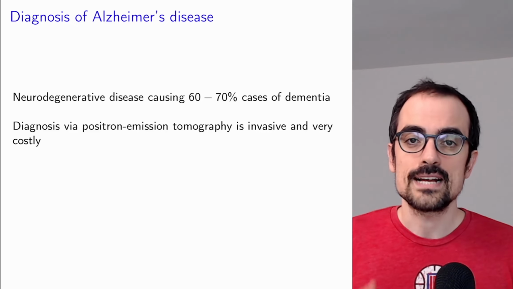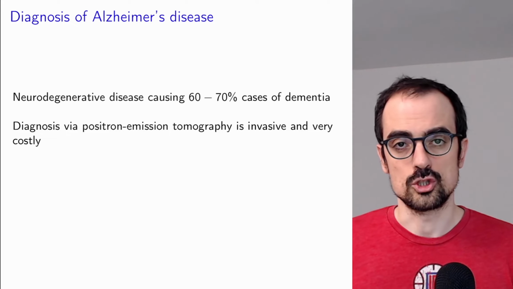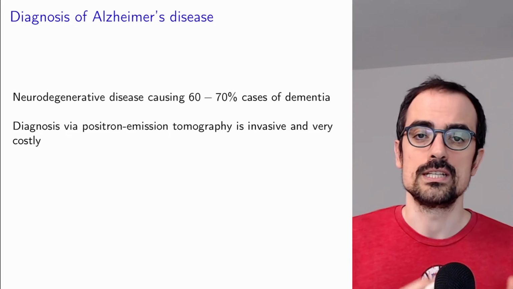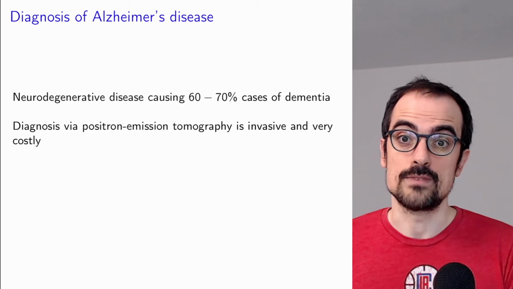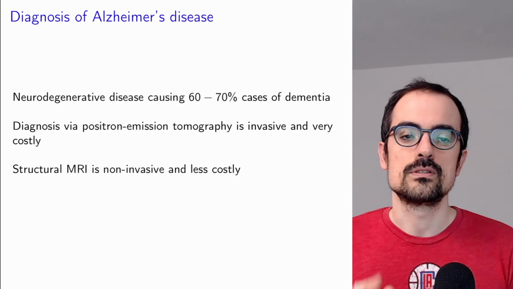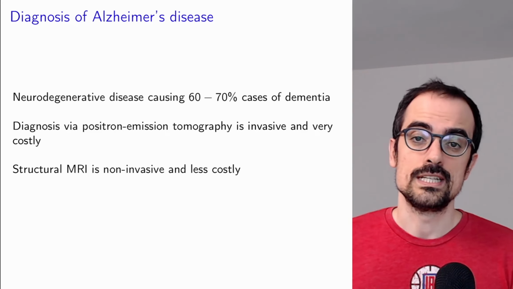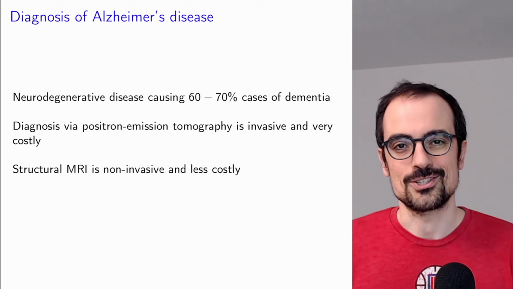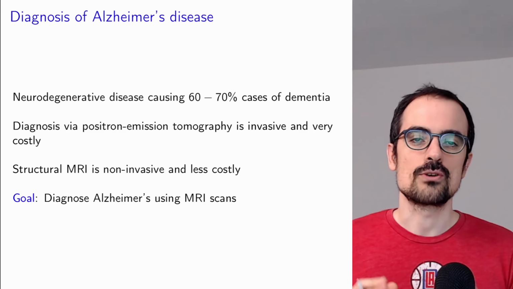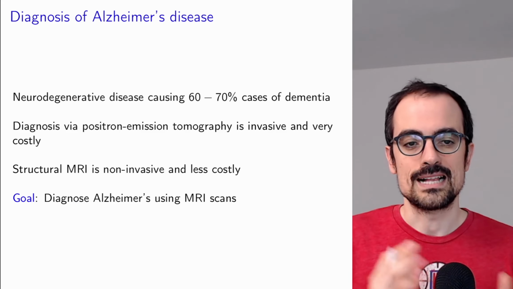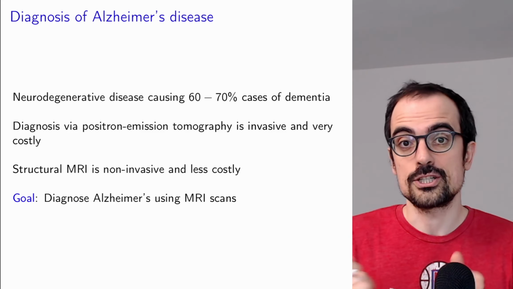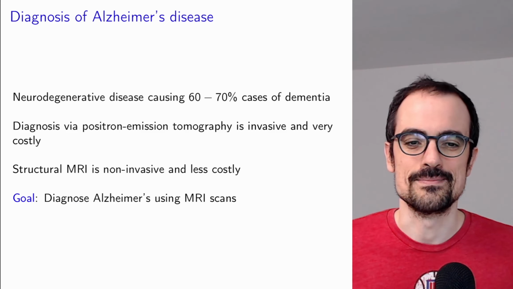You can diagnose it very well using positron emission tomography, but this medical imaging modality is invasive and very costly. It would therefore be very interesting to use magnetic resonance imaging, which is non-invasive and less costly. Okay, so our goal here is to diagnose Alzheimer's using features extracted from magnetic resonance imaging scans.